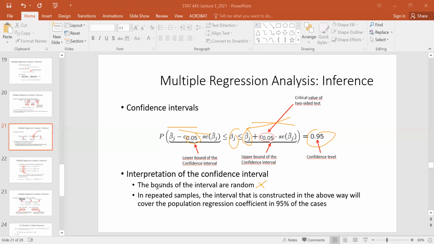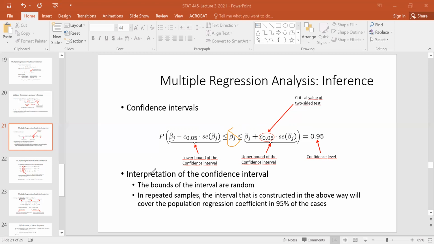We are saying that in repeated samples, the interval that is constructed in the above way will cover the population regression coefficient in 95% of the cases. A lot of the time, people will say we are 95% confident that the true parameter lies here. That's what people say, but I prefer a better way, which is more accurate. This is a true parameter. It exists. You are not going to use the language of it will lie. It's not going to lie anywhere. It already exists. It's up to you to cover it with your interval, or you cannot cover it.